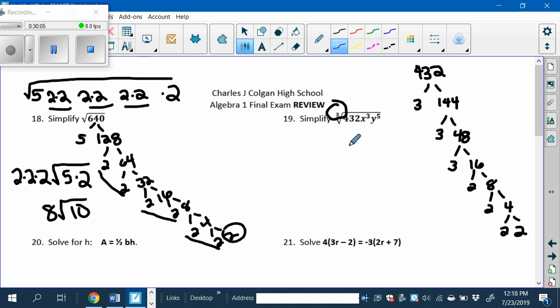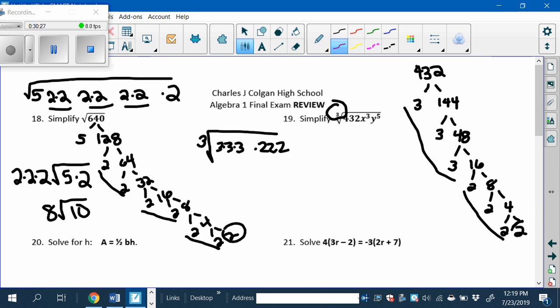Okay, now I'm going to put these all under a cube root, and I'm going to group the sets of 3 together. So I have 3 threes right here. So I have 3, 3, 3. And then I have 3 twos. So 2, 2, 2. And then this 2 right here is all by himself, so he stays in the house times 2. And then I have x to the third. So I have 1, 2, 3 x's and y to the fifth. So that's 3 y's plus 2 more.